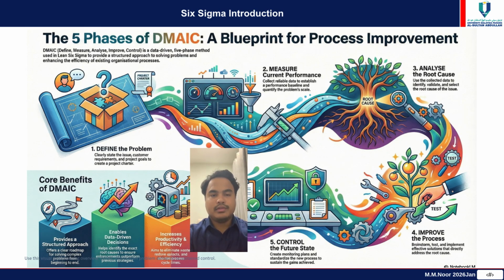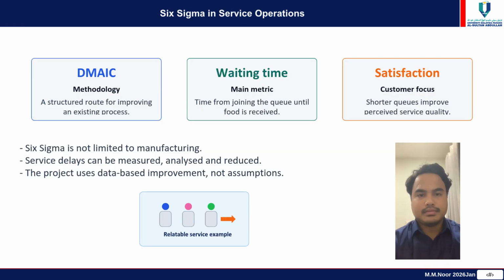This slide introduces the main concept of Six Sigma DMAIC. DMAIC is a structured improvement method that helps us move step by step from identifying a problem until controlling the improved process. Instead of making decisions based on assumptions, DMAIC encourages us to use data and a proper analysis before suggesting solutions.